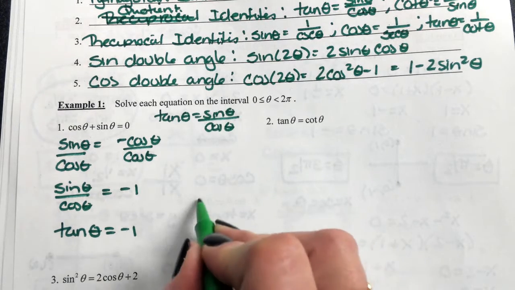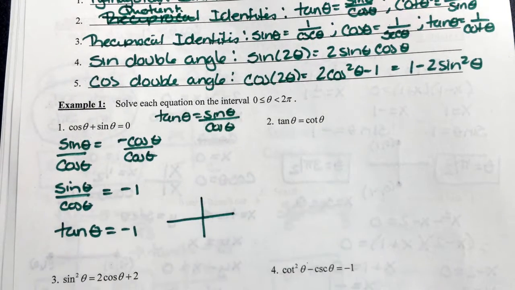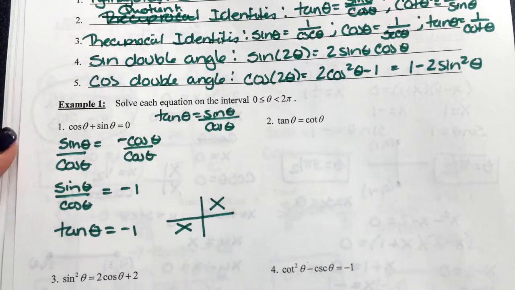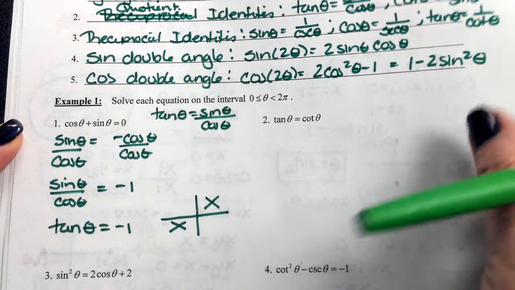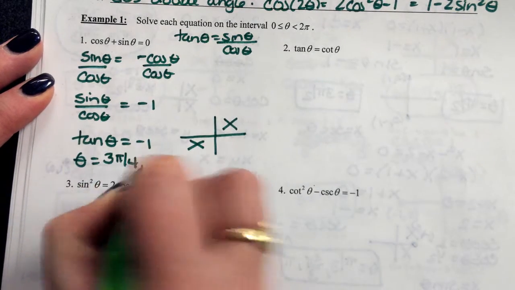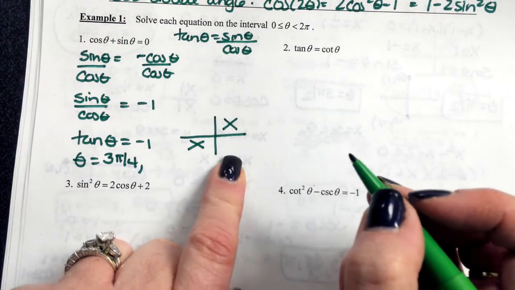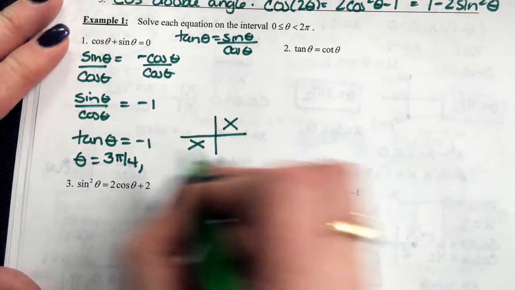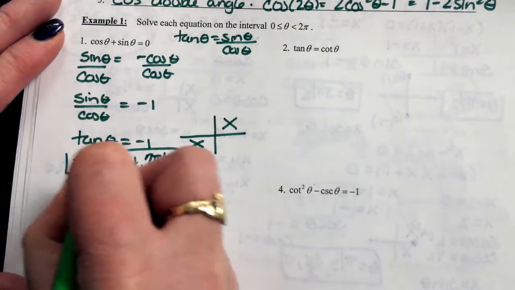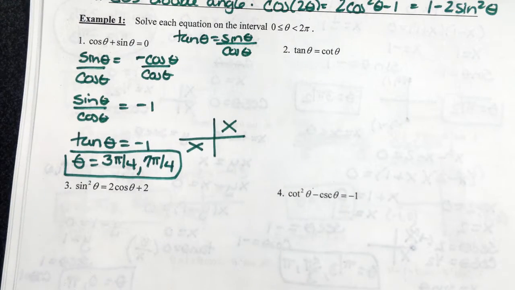So now you're back to the unit circle. So where is tangent equal to -1? What two quadrants are we looking in? 2 and 4, exactly. So what's the angle in quadrant 2 that has a tangent value equal to -1? 3 pi over 4. And then the angle down here in quadrant 4 would be what? 7 pi over 4. Okay? So any questions on number 1?